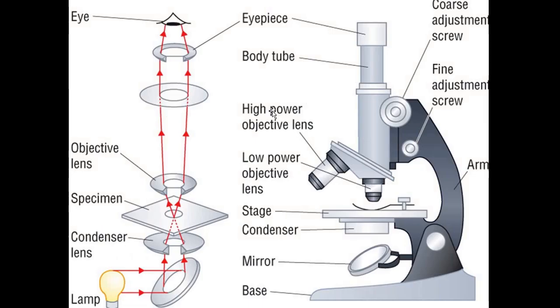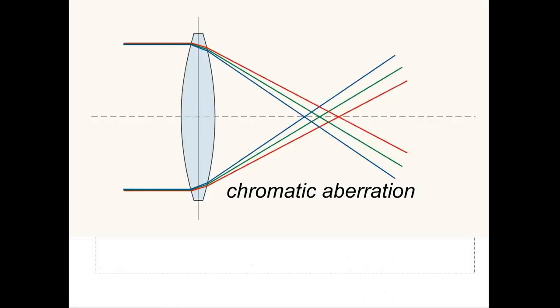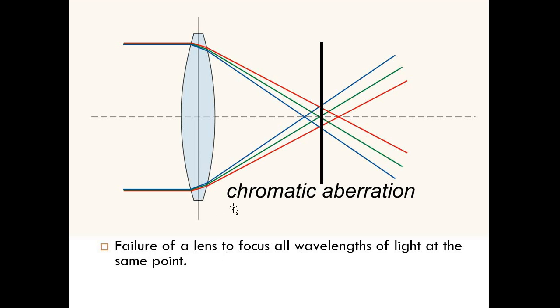So the idea of the design of these microscopes, the way that we overcome that, is the positioning and the way that the different lenses are used. That's attempting to reduce the amount of chromatic aberration. So that's the spreading of light, and the failure of the lens to focus all the wavelengths of light on one particular point. So that's what chromatic aberration is.